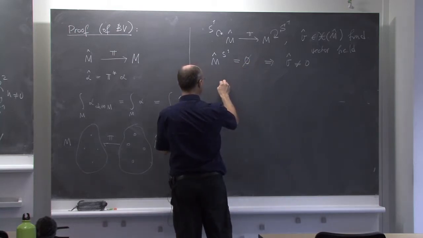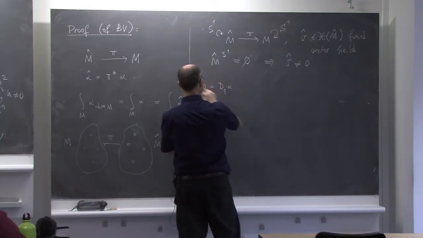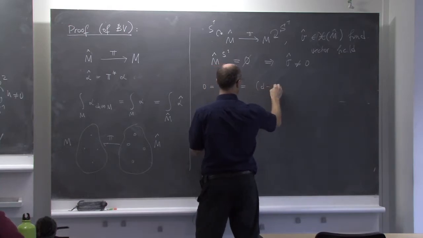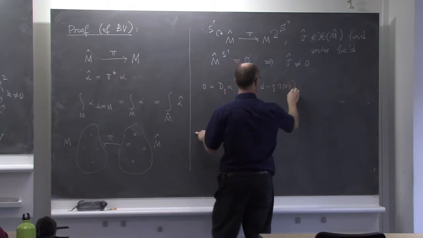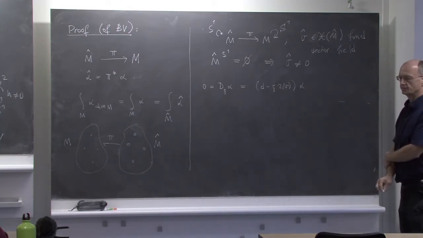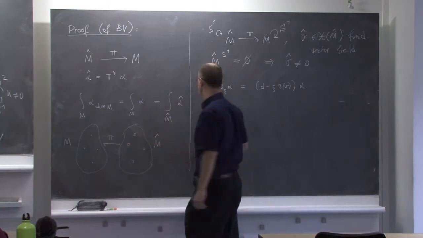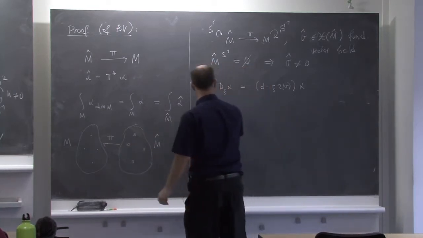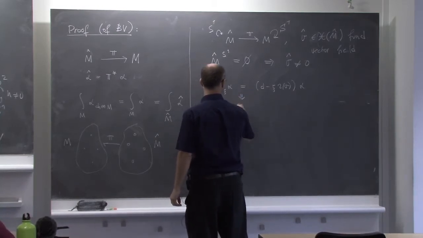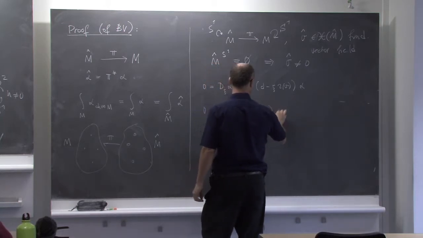Now let's look at the equation d psi alpha equal to 0, right? That's the equation which says that (d minus psi iota v) alpha is equal to 0. So let's pull back this equation to M hat. Let's apply pi star to it. We'll have 0 equal to pi star of (d minus psi iota v) alpha.